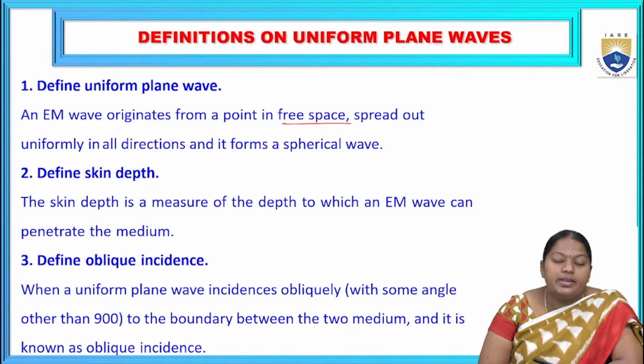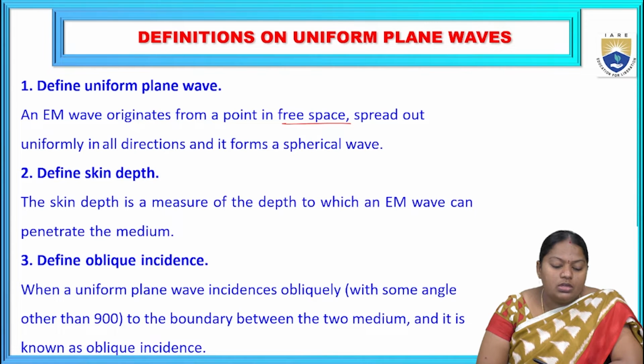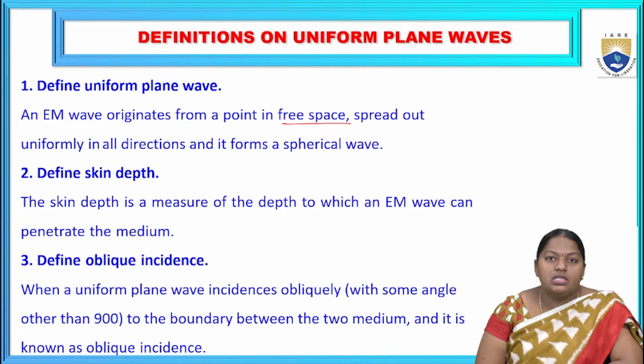Then, define skin depth. To define skin depth, we need to consider two types of materials: insulating material, called dielectric material, and conducting material. The skin depth is defined based upon conducting materials or conductors. The skin depth is a measure of the depth to which an electromagnetic wave can penetrate into the medium. Penetration means inserting into the medium.